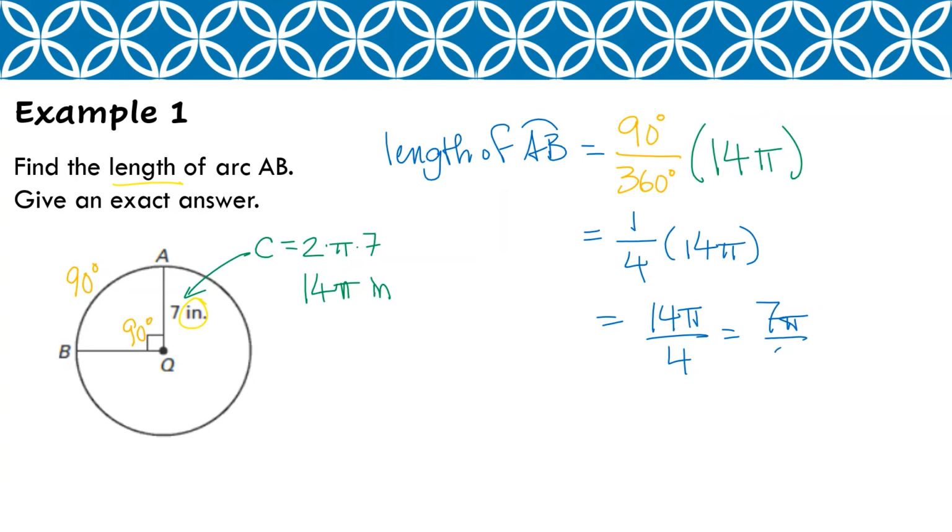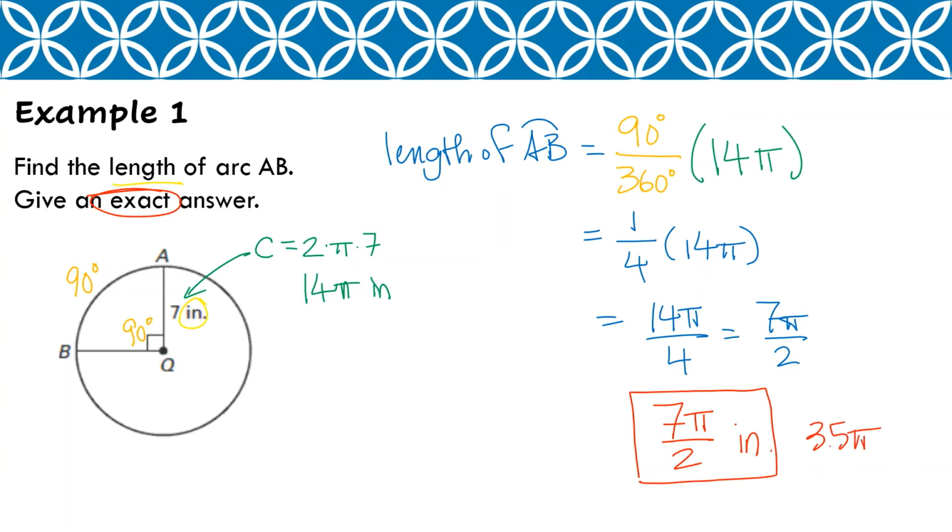Since we were asked for an exact answer, we do not want to plug in for pi, and we do not want to round any decimals. So I'm going to leave my exact answer in terms of pi with a reduced fraction. In this case, 3.5 pi inches is also exact because I didn't have to round that decimal. But an exact answer means no rounding has occurred.